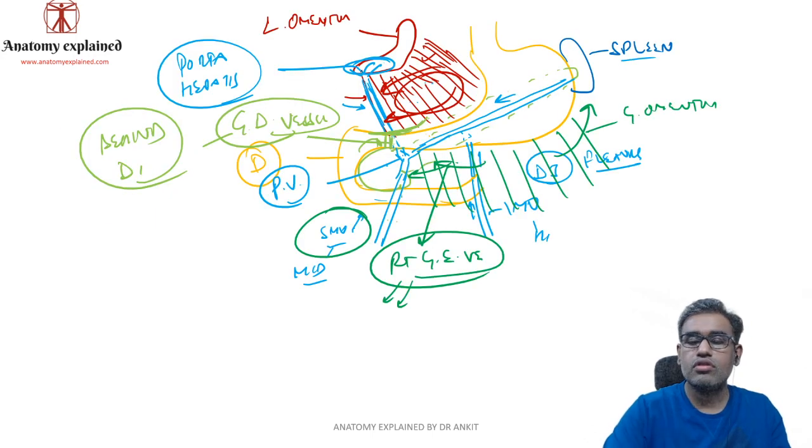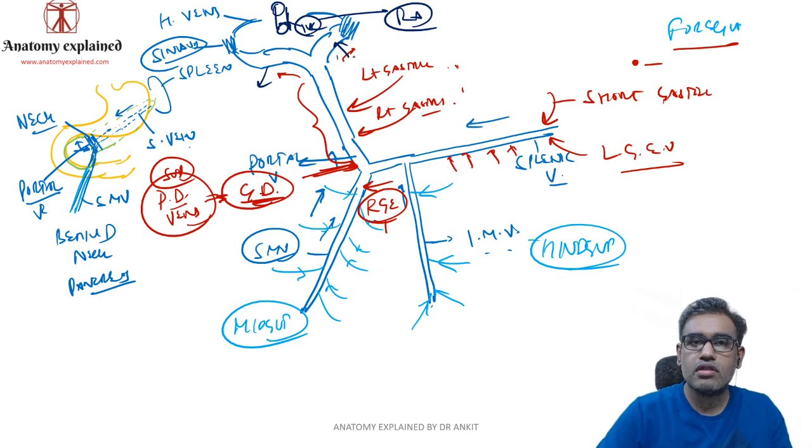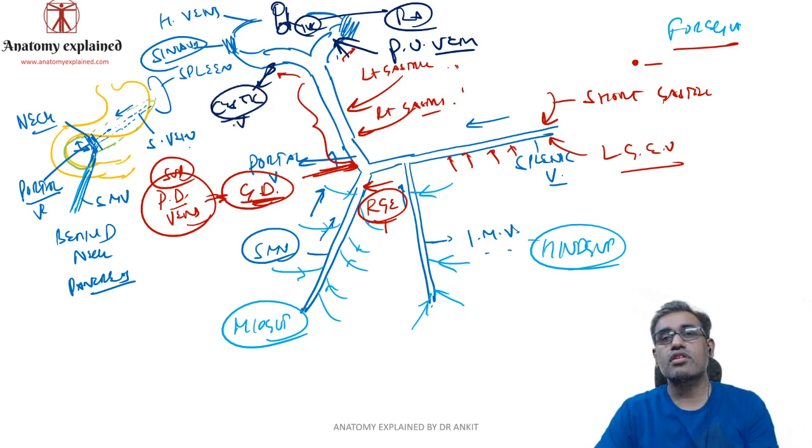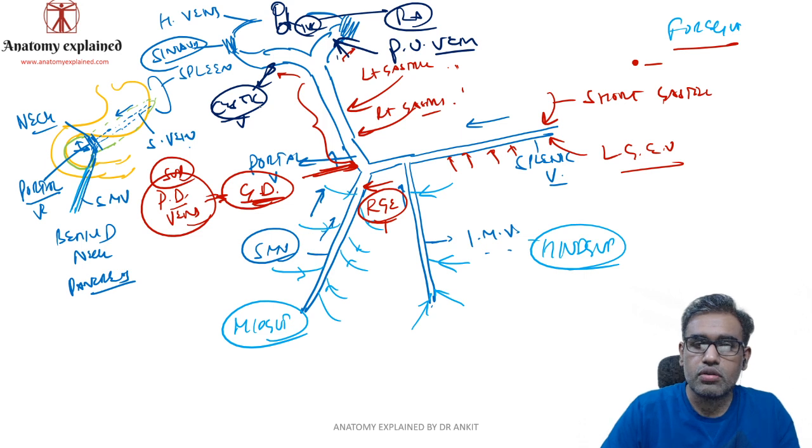So here what we will also have is that a few of the para-umbilical veins going over here, and this is the entry of the cystic vein over here. This is the entry of cystic vein over here. So I hope the point is clear.